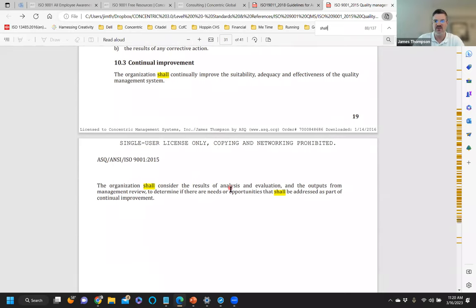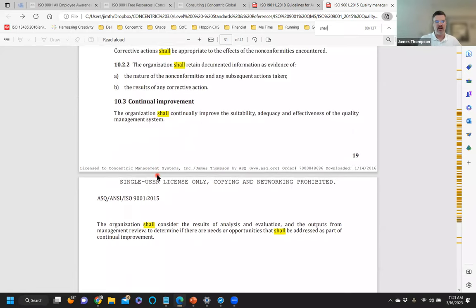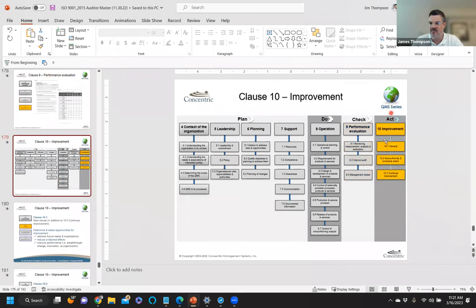The organization shall consider the results of analysis and evaluation and the outputs from management review to determine if there are any needs or opportunities that should be addressed as part of continual improvement. So, picking your battles, really looking at how well we are performing and what we want to put in our strategy for next year in terms of spending, capital improvements, expansion, lean activities, Kaizen events, and so on. It's really a broad statement, but that's your bookend to clause 10. We go back over here and look at clause 10. We've just gone through that act piece. So that is the summary of clause 9 and clause 10.